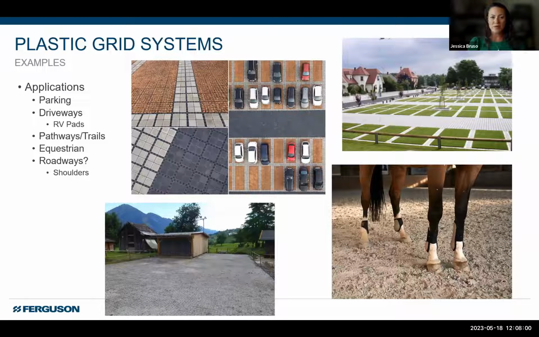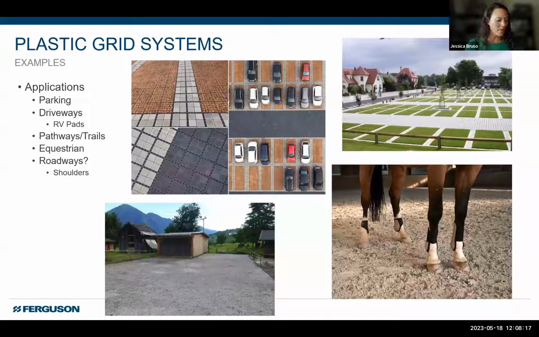So I like to always throw it out there too. May not be as stormwater related, or you might not think about it that way, but hooves, they have a lot of PSI. So really good for horses in these areas as well, stabilizing their surface and allowing things to flow down there to keep their areas clean.